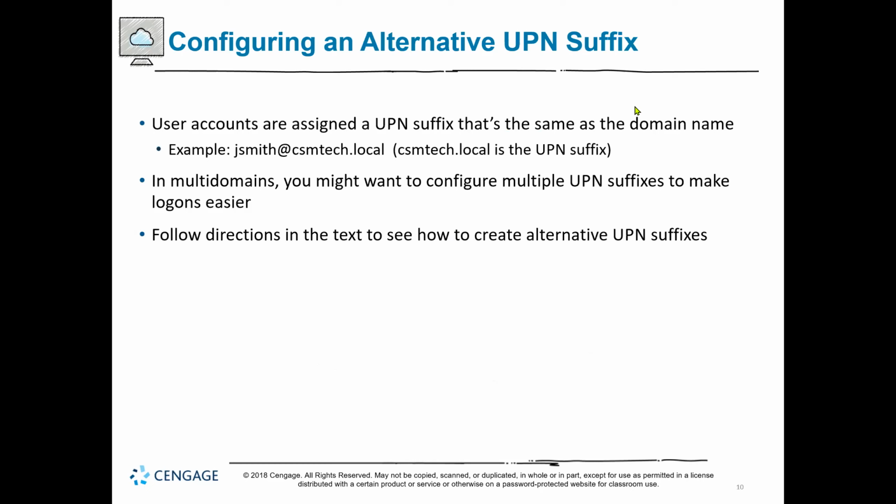Configuring an alternative UPN suffix. User accounts are assigned a UPN suffix that's the same as the domain name. So for example, there's your jsmith for John Smith at csmtech.local, and that csmtech.local is your UPN suffix. In multi-domain environments, you might want to configure multiple UPN suffixes to make logon easier. And there are some directions in the text so you can see how to do alternative UPN suffixes.